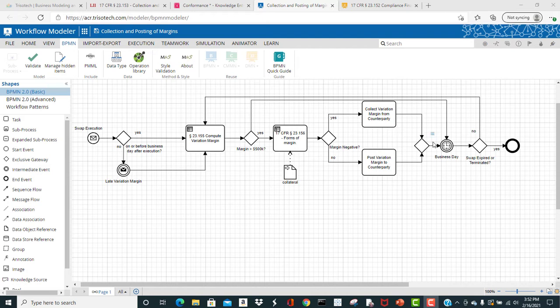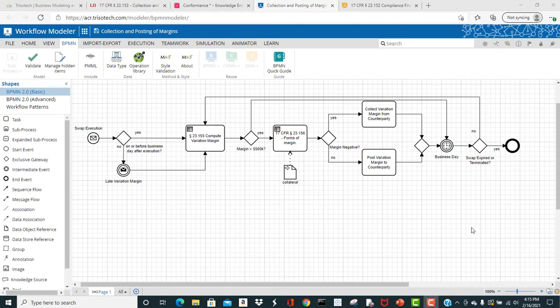Then we have the continuing obligation rule, which says for each business day after that initial execution, if the swap has not expired or terminated, we continue to compute the variation margin amount and comply with the remainder of the regulations.